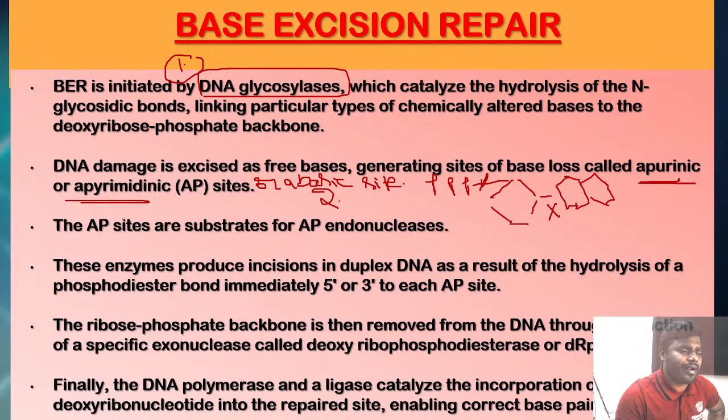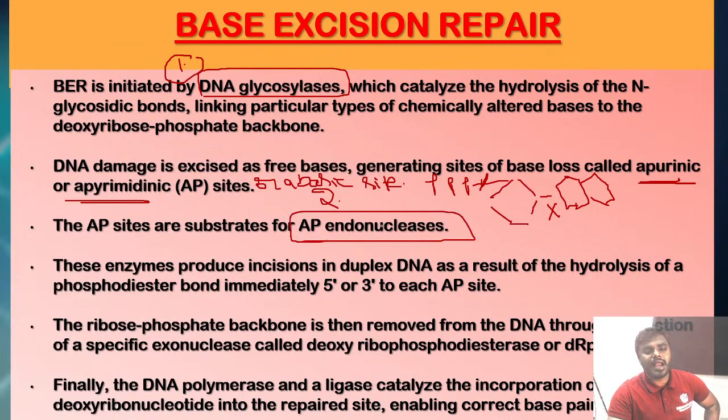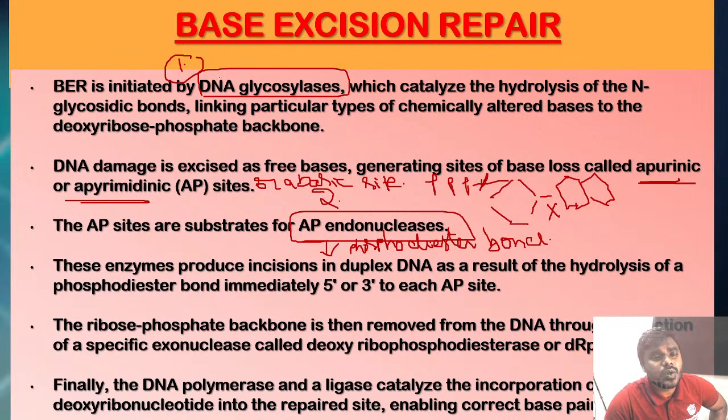Very, very simple point. So friends, what is the second unique enzyme? You will get to know very easily. Listen to me. The second enzyme we call AP endonuclease. What are AP endonuclease enzymes going to do? They are going to cleave the phosphodiester bond. Simple point, friends. Glycosylase enzymes are going to cut the glycosidic bond. Endonuclease enzymes are going to cut the phosphodiester bond.